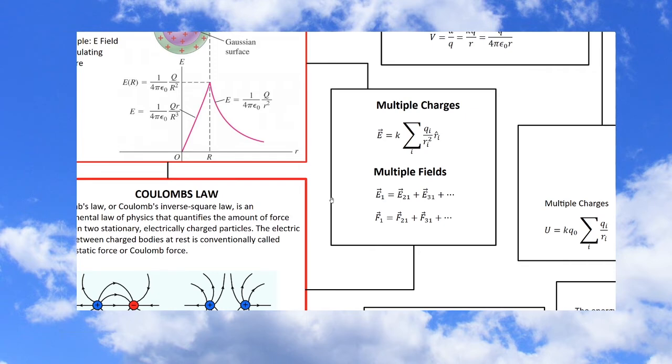Or you can take the fields, add them together to get the field at that point, and then add your test charge. Both methods are completely viable, and it really depends on what data you have and what data you don't have.